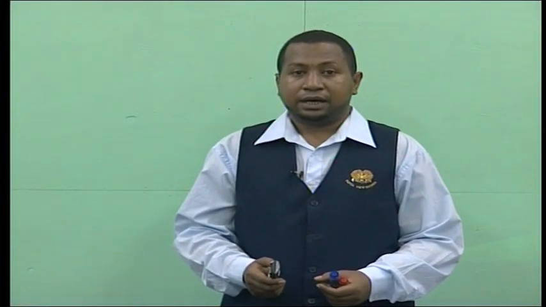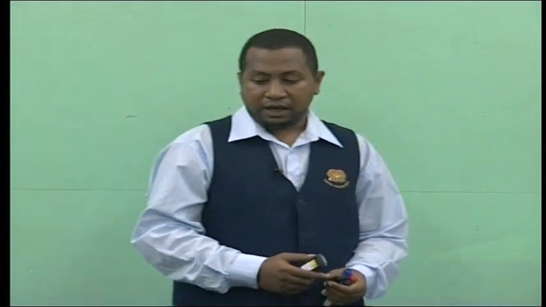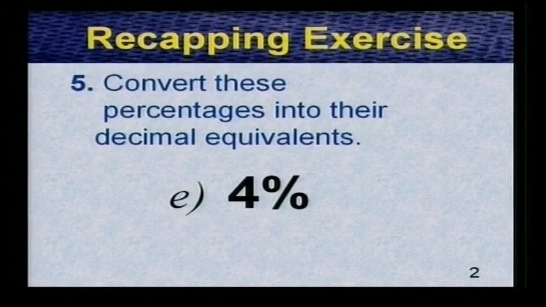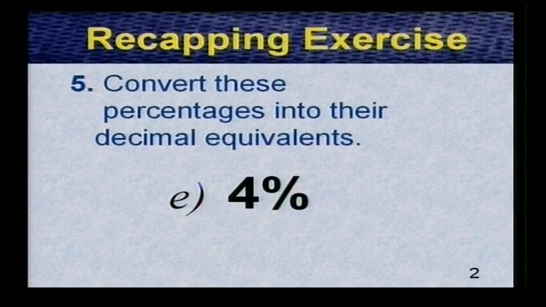Now, 7Es and receiving students, on the screen, I have exercise number 5, as you can see, and also it is in your student workbook. We are going to check exercise number 5E, convert these percentages into their decimal equivalents. We'll do exercise 5E as an example to convert percentages. 7Es and receiving students, let's correct that together on the board.